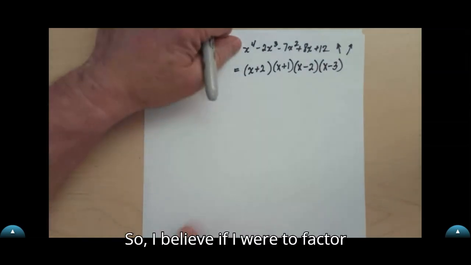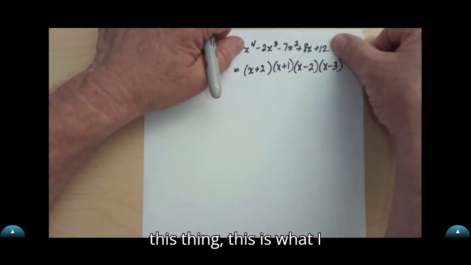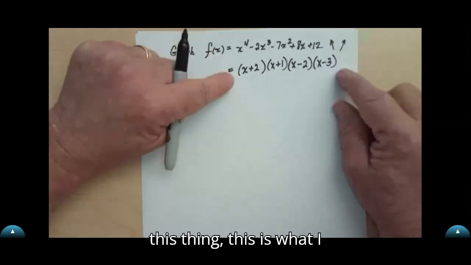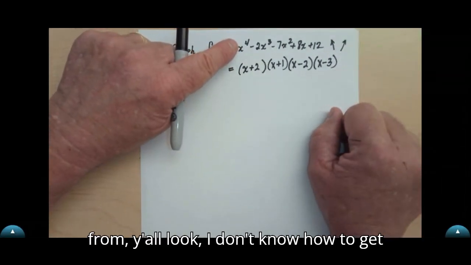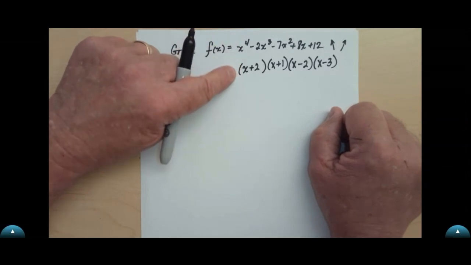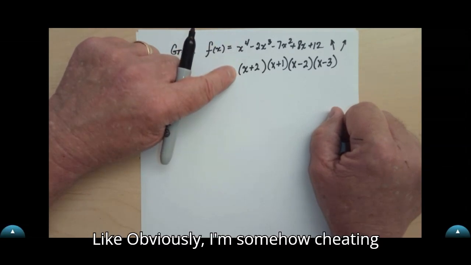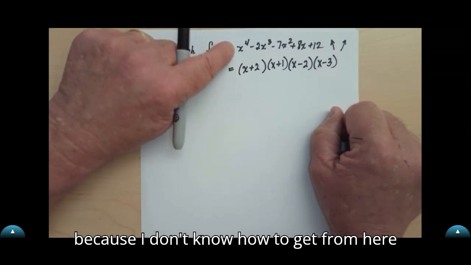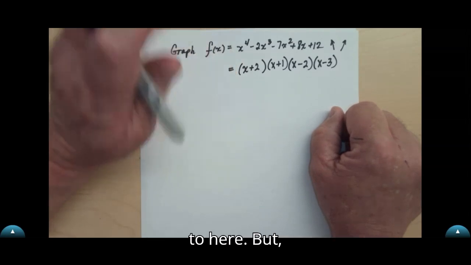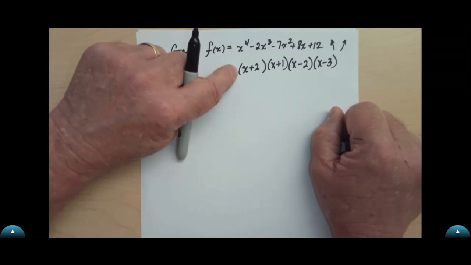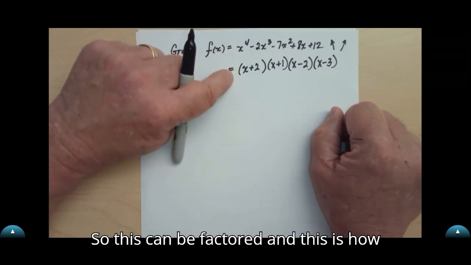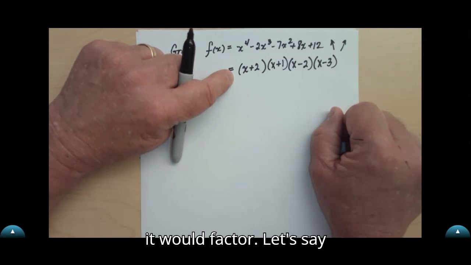So I believe if I were to factor this thing, this is what I would get. Now, I don't know how to get from here to here, okay? Like obviously I'm somehow cheating because I don't know how to get from here to here. But this is what I would get if I did. So this can be factored, and this is how it would factor.